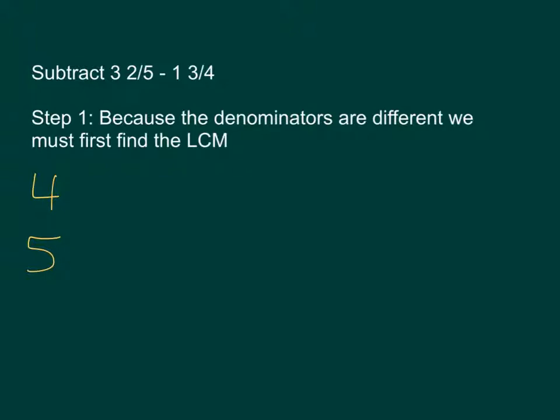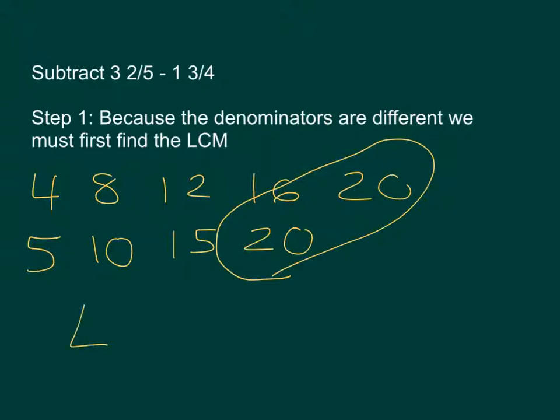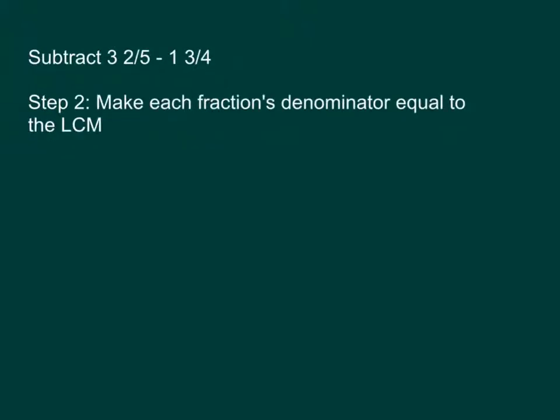And now I'm just going to list the multiples of 4. So 4 times 1 is 4, times 2 is 8, times 3 is 12, times 4 is 16, times 5 is 20. And of course, that's where we're going to end up. But let's go ahead and do the 5. So 5 times 1 is 5, 5 times 2 is 10, 5 times 3 is 15, 5 times 4 is 20. And ding, ding, ding, there we go. Our LCM, the LCM of 4 and 5 is 20. Yay.